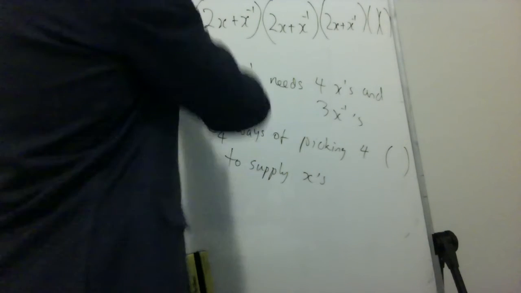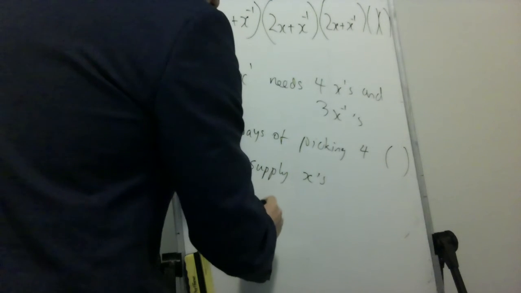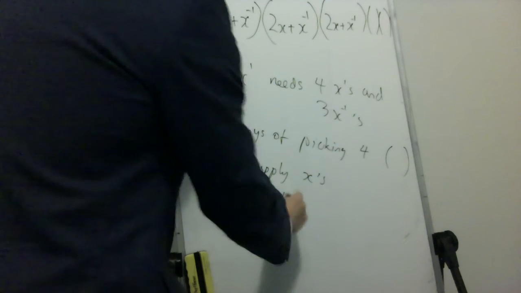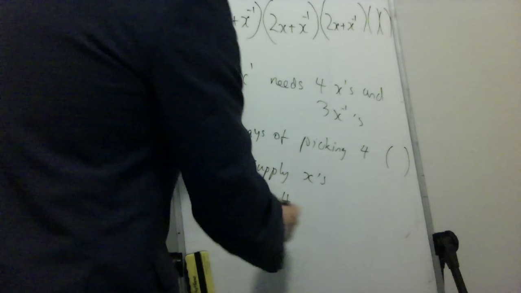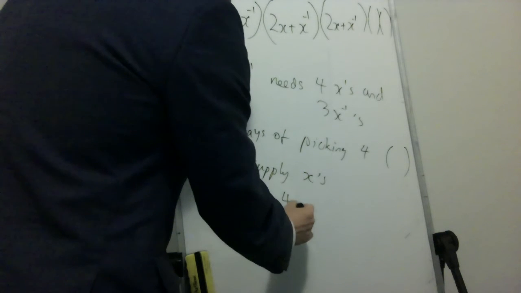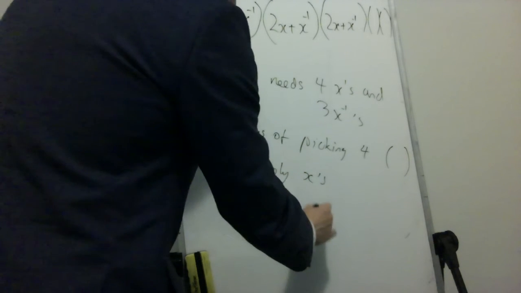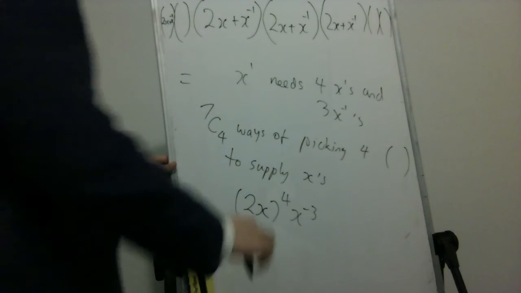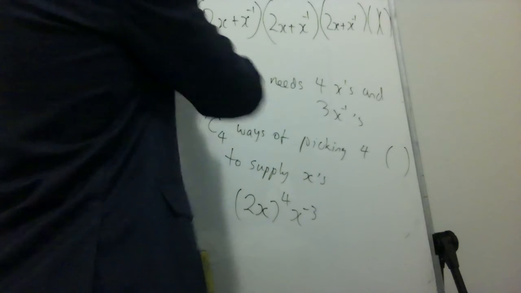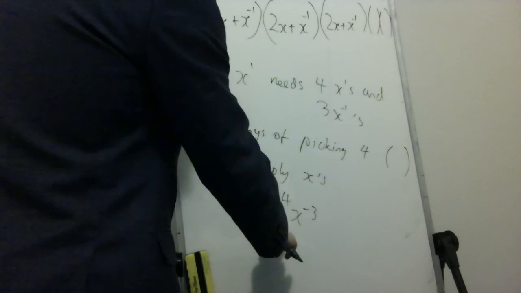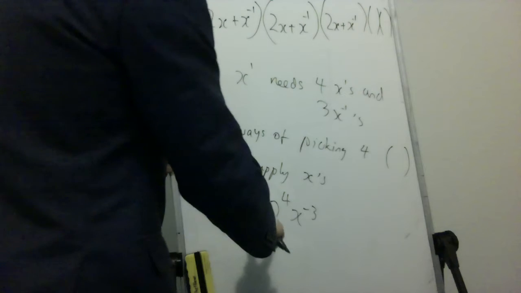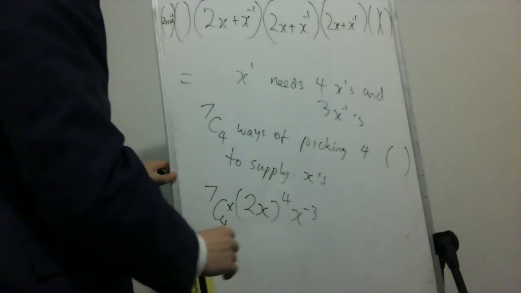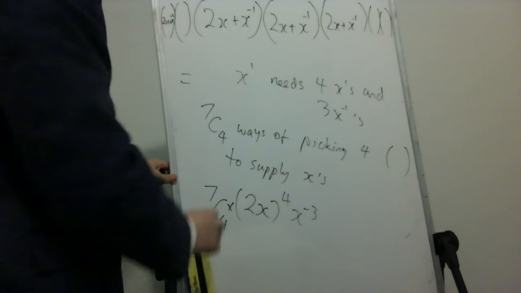So when you pick the ones that supply the x, they're supplying not just x, but 2x. Right? And when you have 4 of them, it's to the power of 4. And then when you have 3 of the other ones, you get x to the minus 3. Right? And then for each way of doing it, you get this. But since there's 7 choose 4 ways, they all add together to get 7 choose 4 times this. You see how that works?